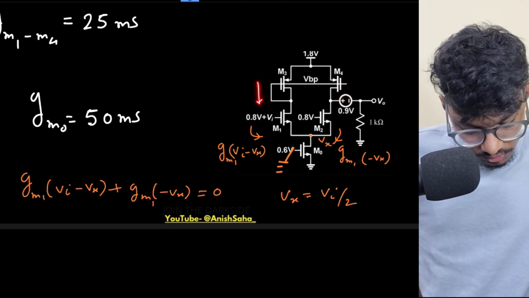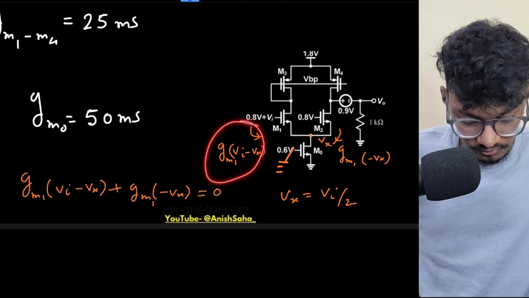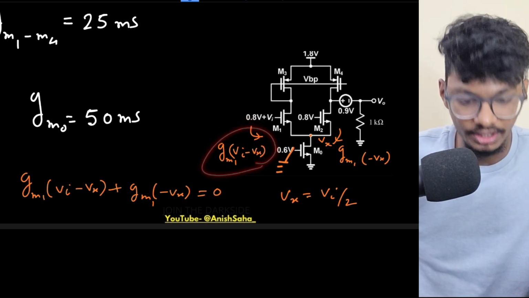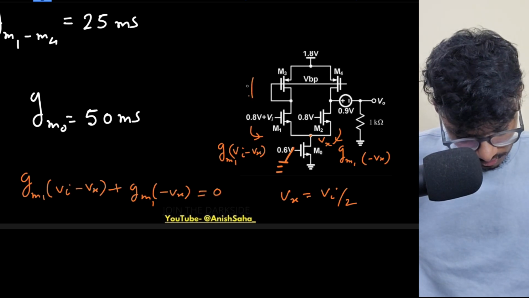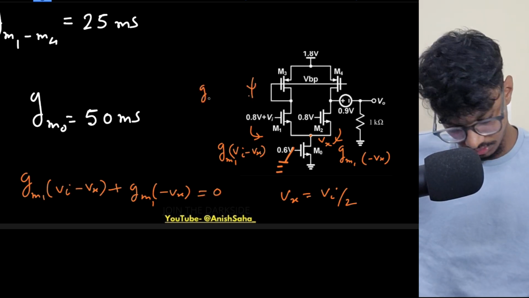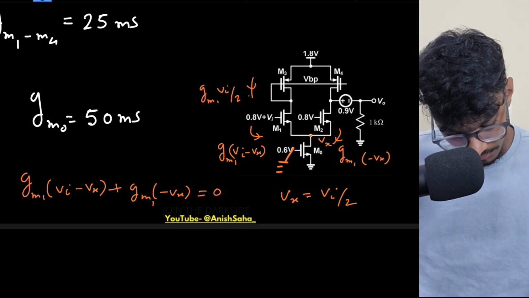Now the current through this is how much? This much, right? GM1 times Vi minus Vx, that is GM Vi by 2. So these two MOSFETs are simply in series, right? So the current here also will be GM1 Vi by 2.